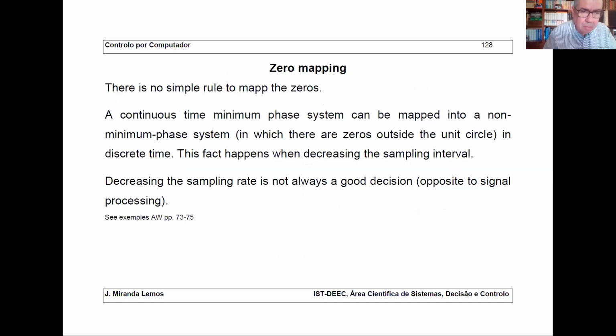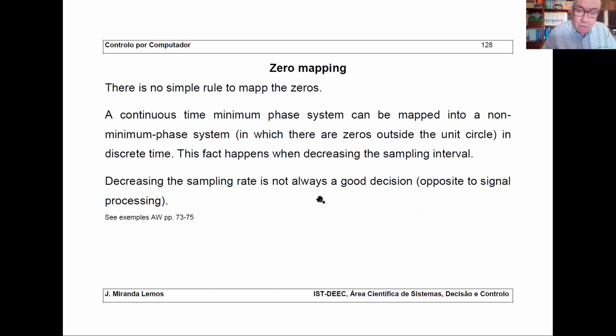Okay, now what about zeros? There are no formulas for zeros, or there are formulas but they are very, very complicated and the situation by no means has the simplicity that you can find with the poles. But we can say something.